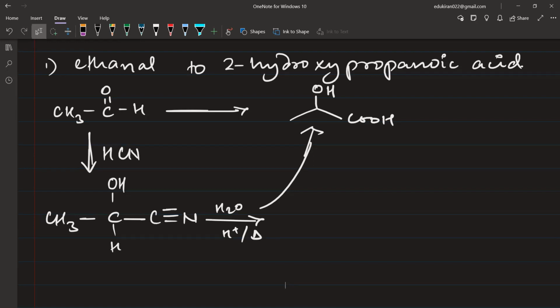So can KCN be used instead of HCN? What is the reaction of KCN with ethanol? KCN is not going to react very correctly because it is a salt rather than an acid. Actually we also need this hydrogen here.